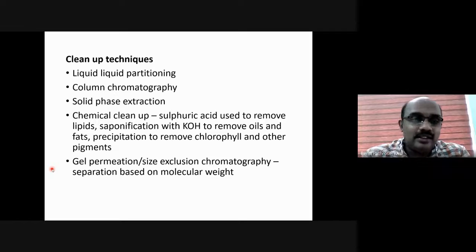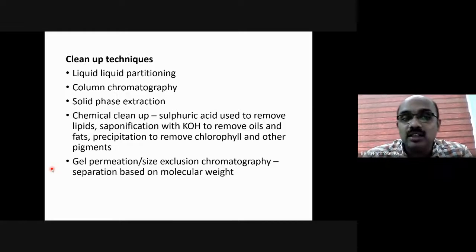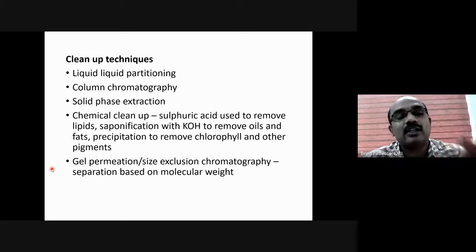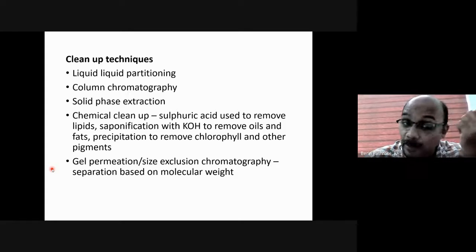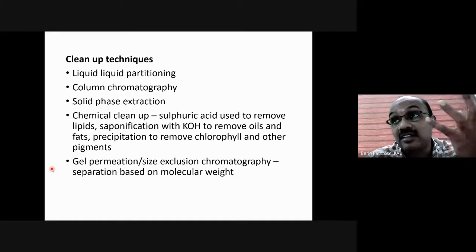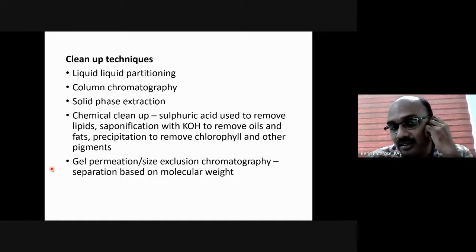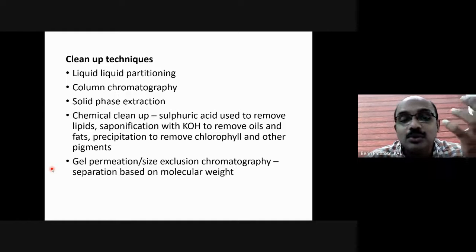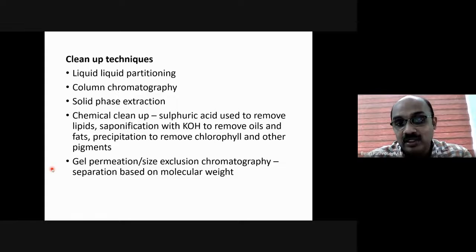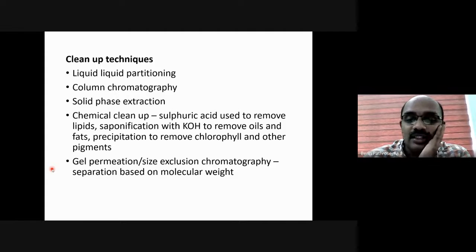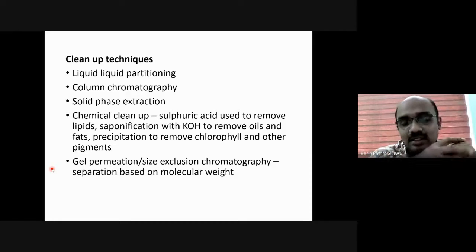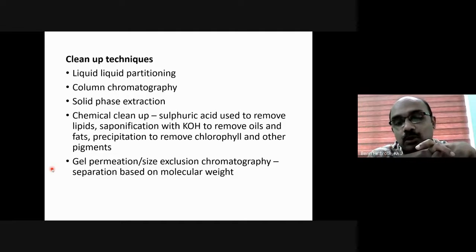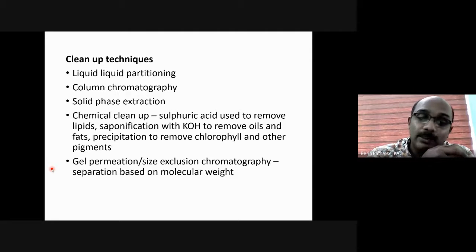The cleanup steps include liquid chromatography, column chromatography that I told you about, and solid phase extraction. Then we can use chemical cleanup. I told you fatty acids are extremely problematic in analysis. So we use KOH to remove oils by saponification, sulfuric acid to remove lipids, and precipitation to remove chlorophyll, pigments, etc. So in certain samples, if these kinds of problems are there, sometimes we may have to go for chemical cleanup.